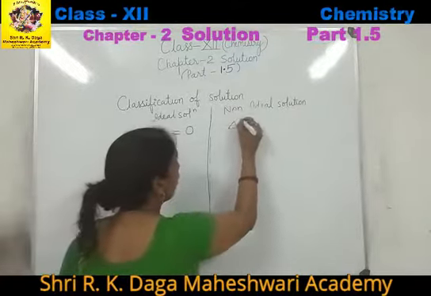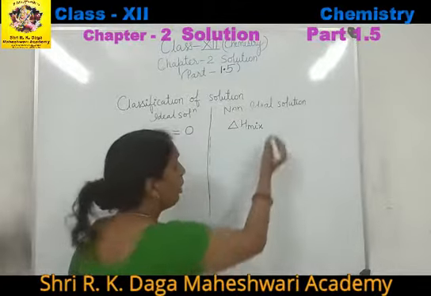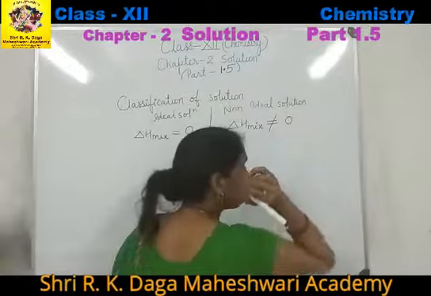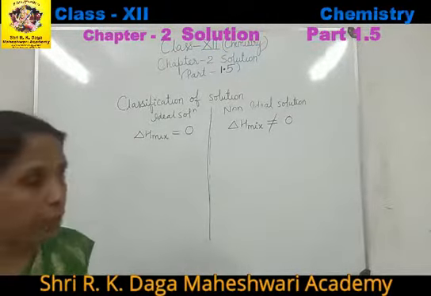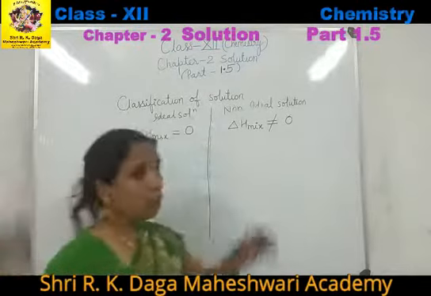But in case of non-ideal solution, sometimes heat is liberated, sometimes heat is absorbed, means change in enthalpy of the solution after mixing the two components is not equal to 0. It will be positive or it will be negative. Is that clear? So these are the differences between ideal and non-ideal solution.